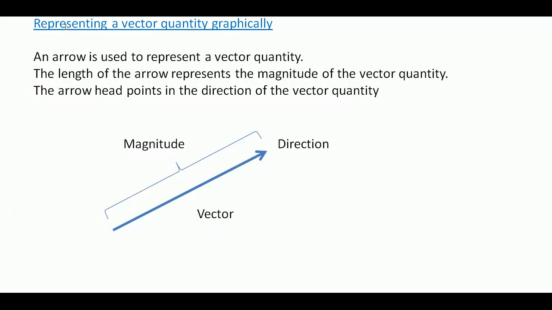Now, how do we represent a vector? An arrow is used to represent a vector quantity. Right? So this is the arrow here. The length of the arrow represents the magnitude of the vector, and the direction in which the arrow is pointing represents the direction of the vector. So for example, if we had a ball, and we know that the weight of the ball, W, will be acting downwards, right? So weight is a vector quantity and it acts downwards, right?